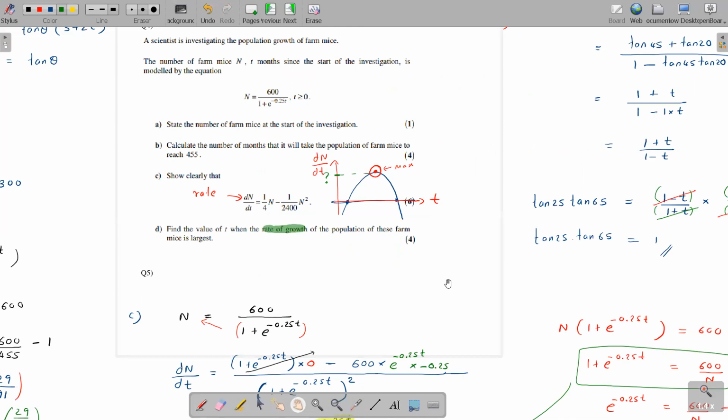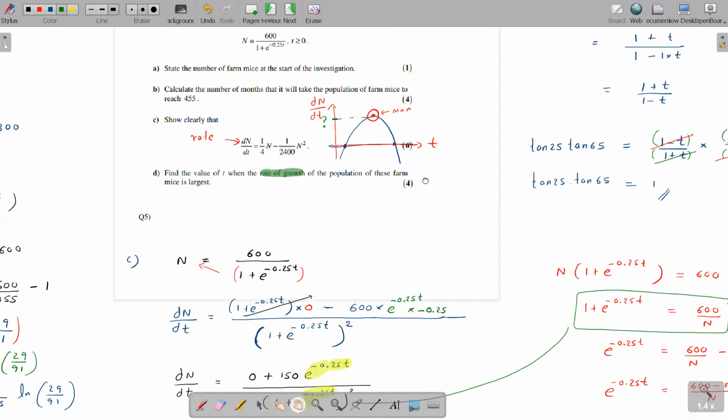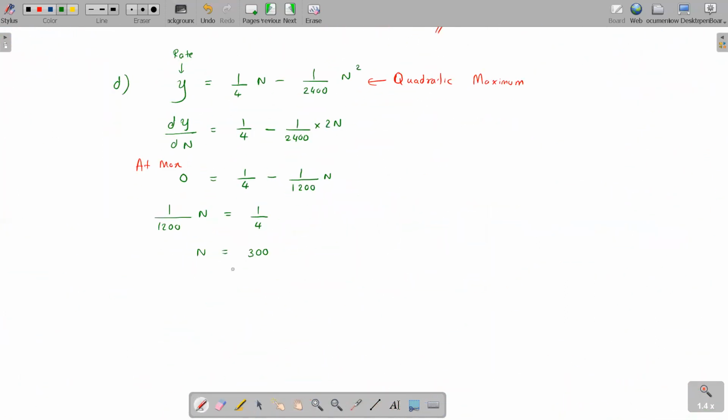N is again 300. Substitute that 300 to the first equation and make t the subject again. Make t the subject. Substitute n equal 300 to the first equation because they want you to find the time. So this is the time when rate of growth is highest.